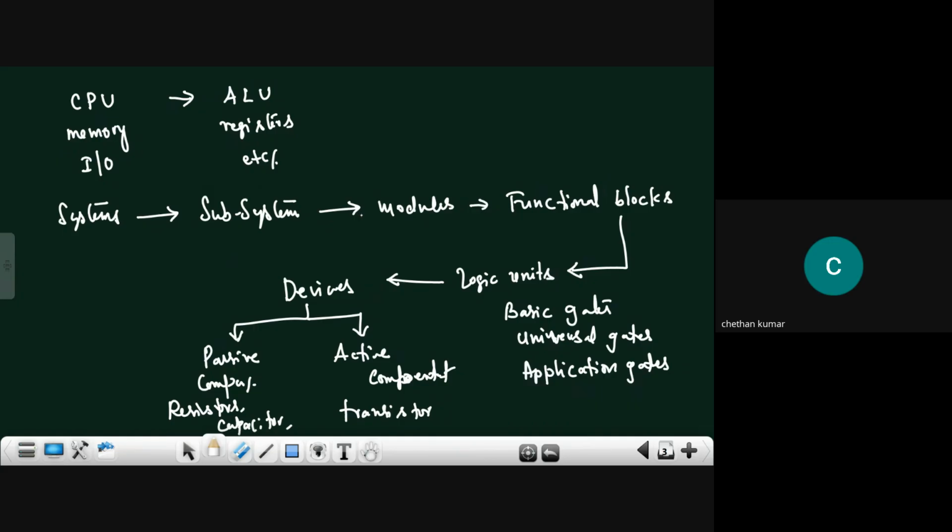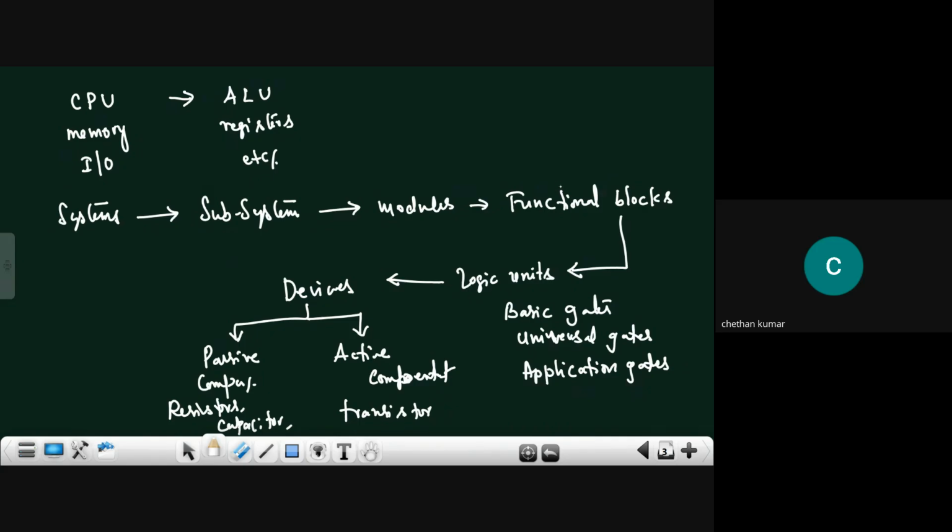So in this course, we are not dealing with how to build the CPU. We are not dealing with how to design the system. This digital system design course is not going to build systems, subsystems, or modules. We'll be understanding what the logic gates are, and using logic gates, how you can build functional blocks. Functional blocks, like I said, for example adders: how to build adders, counters, registers. Using these, you can build the modules. Modules are used to build the subsystem.